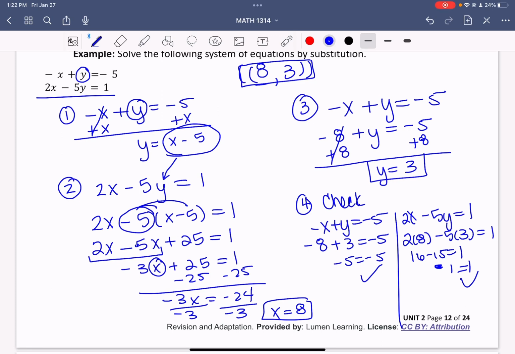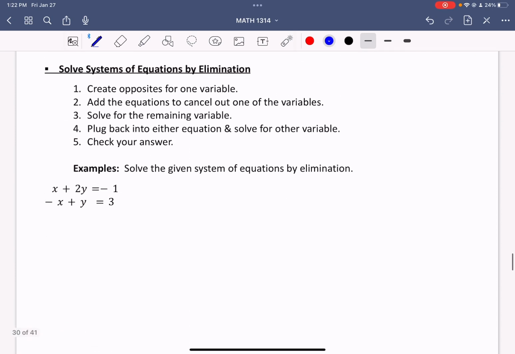Now, substitution is one way that you can solve a system of equations. The other way that we're going to learn is known as elimination. And I really like this way. It comes in handy. It says, step 1, create opposites for one variable. Step 2, add the equations to cancel out one of the variables. 3, solve for the remaining variable. 4, plug back into either equation and solve for the other variable. And 5, check your answer, just like what we did on substitution. So again, just pause if you need to, jot down all these steps in your notes, and then hit play again.